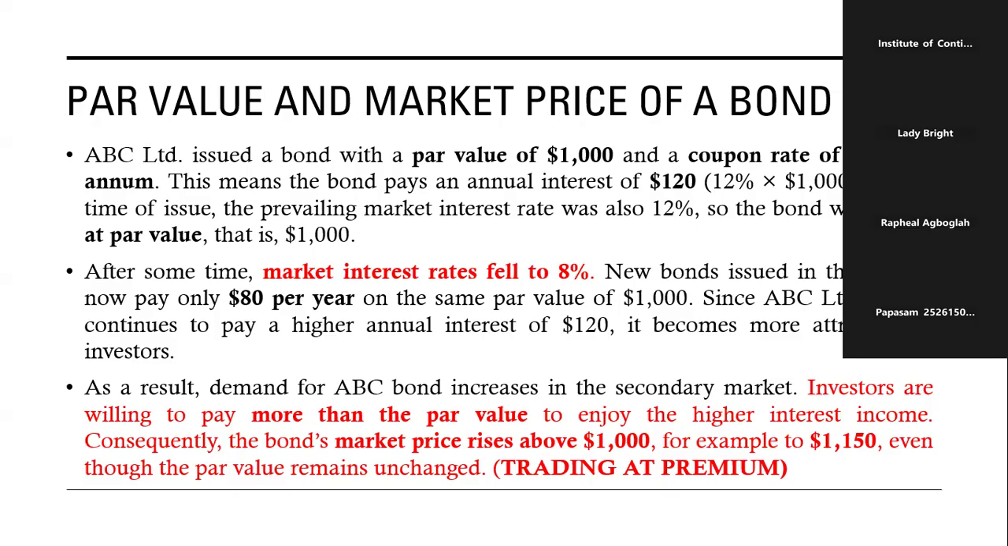After some time, market interest rates begin to fall to 8%. Now new bonds issued in the market are paying $80 per year in coupons at the same par value of $1,000. So these ABC bonds have already been sold in the market. Then months down the line, market interest rates begin to fall. So you see that the new bonds that are coming are running on the new interest rates. Interest rates are falling to 8%.